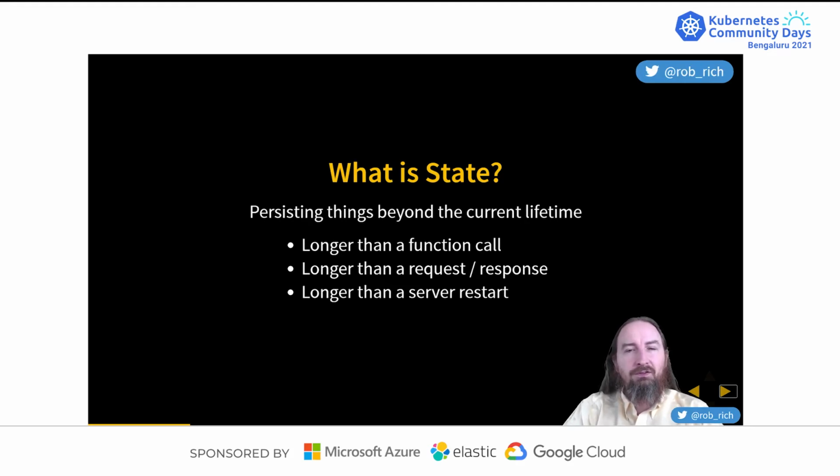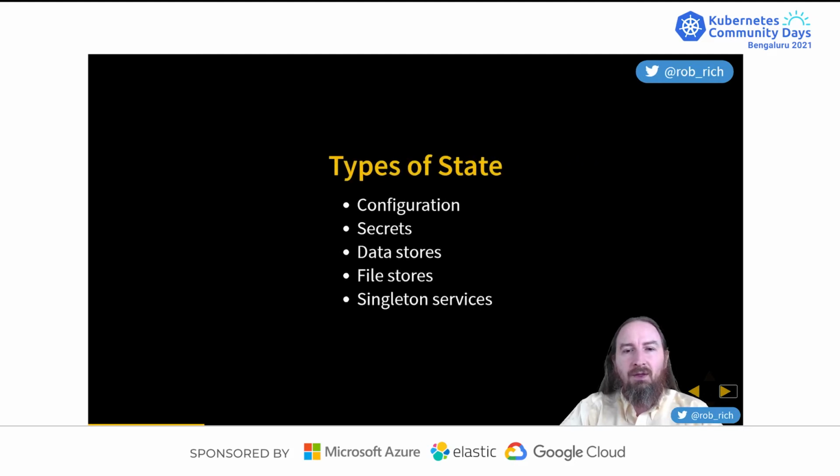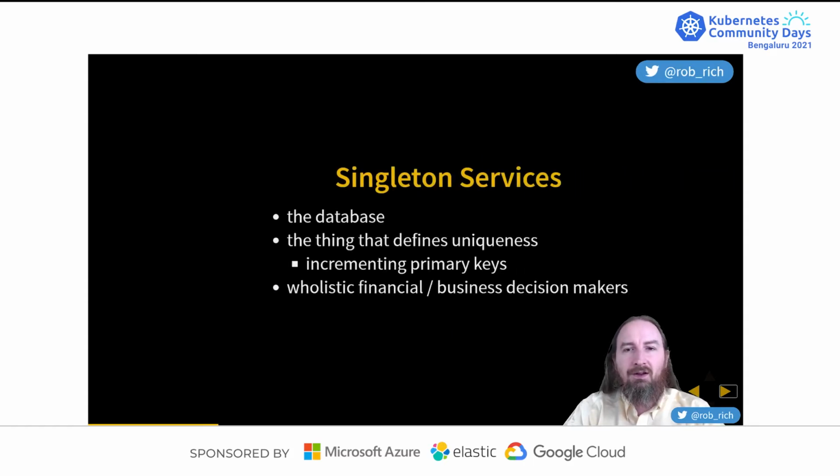So how do we handle state inside Kubernetes? Well, let's look at a bunch of different types of state: configuration, secrets, data stores, file stores, and singleton services. Let's double click into singleton services and take a look.